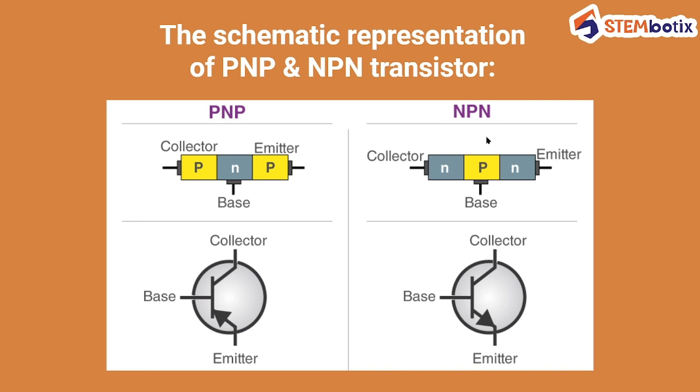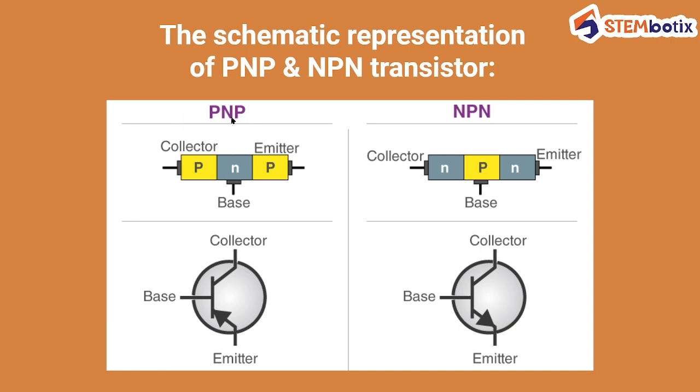And in NPN, there is a thin layer of P type semiconductor sandwiched between two N type semiconductor materials. Here is one terminal, here is the second terminal, and here is the third terminal. Your middle terminal is always known as the base. One is the emitter and the other one is the collector.